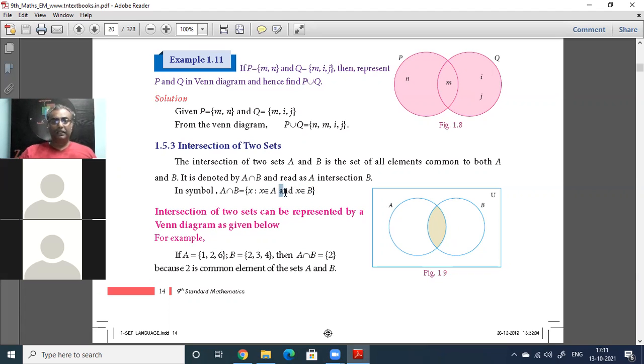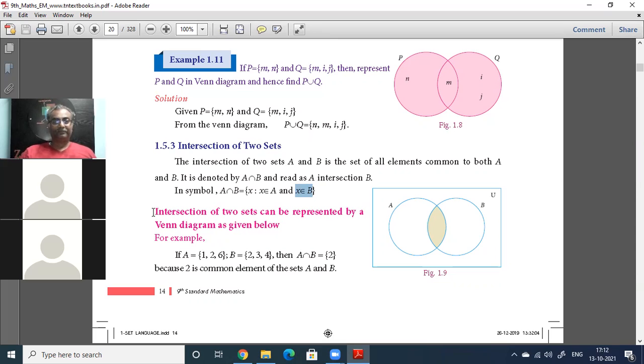It is both, and. So this "and" is very important. Both-and is intersection. Either-or is union. Never forget that. Either it is an element of A or it is an element of B, then it is a union. But if it is an element of both A and B, then it is an intersection. Can you continue to read?